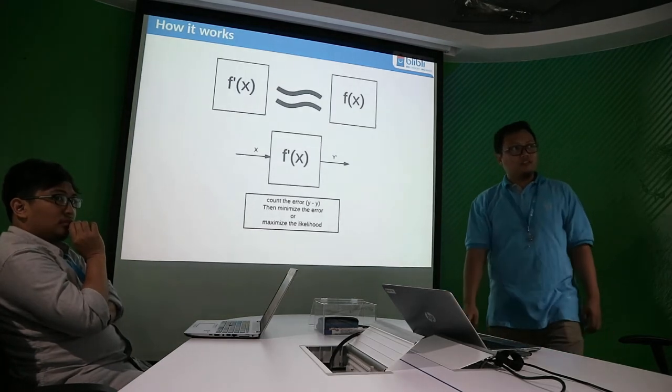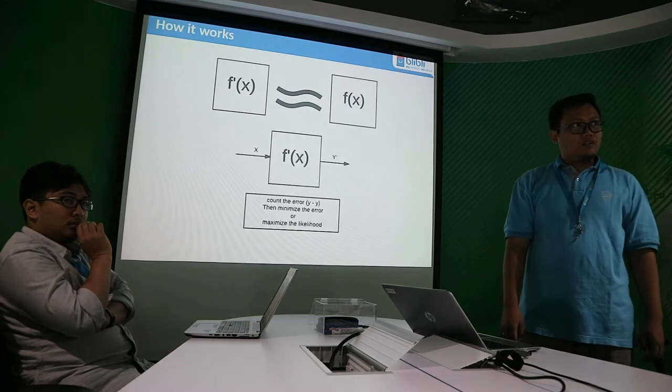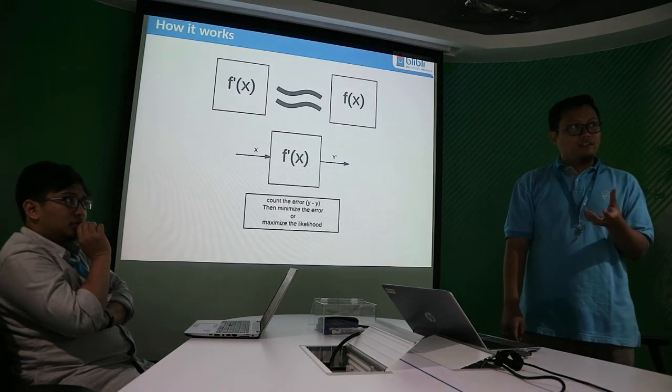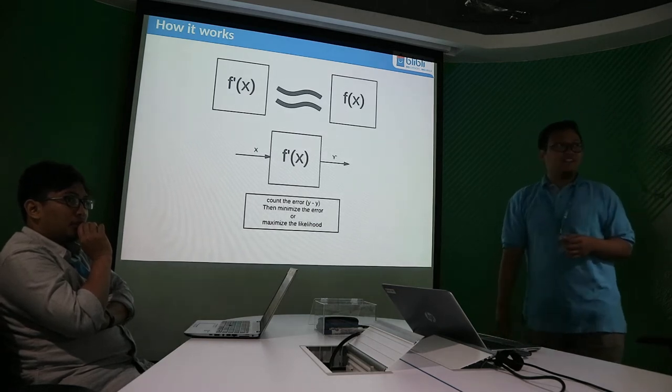So my question was, how do we know for sure that there is actually a real function which represents the data set? How do we know that there is a real function? There's always a real function.